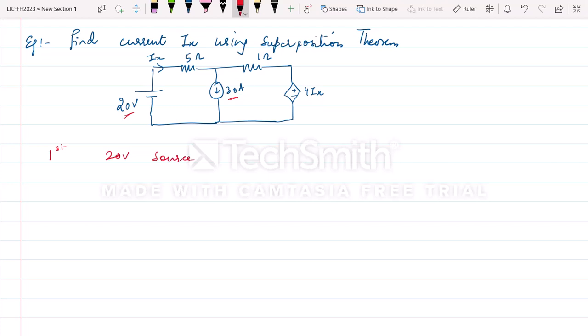When we consider the 20 volt source, we have to make the 30 ampere current source 0. What do we mean by making a source 0? When I make the current source 0, we have to open the current source. And when we make a voltage source 0, we have to short the voltage source, because when V is 0, it's a short circuit, and when current is 0, it is an open circuit. So when we consider the 20 volt source, this current source will be open. Let us make the circuit.